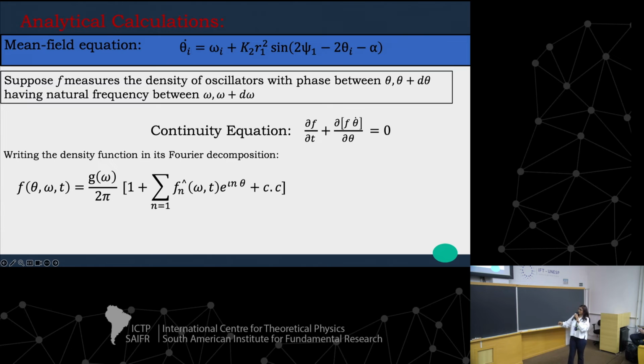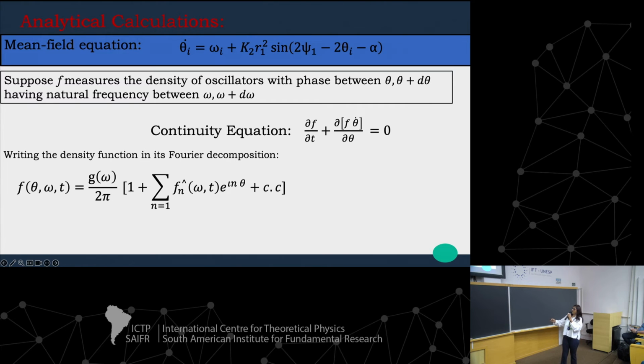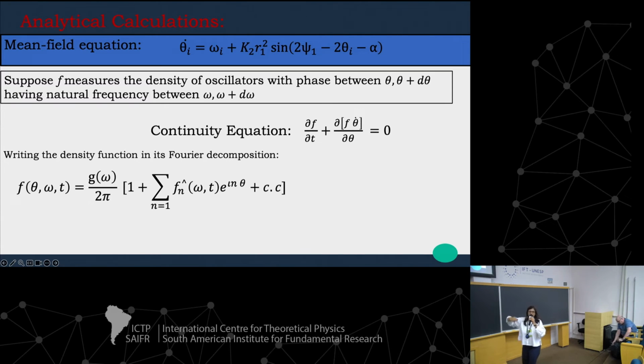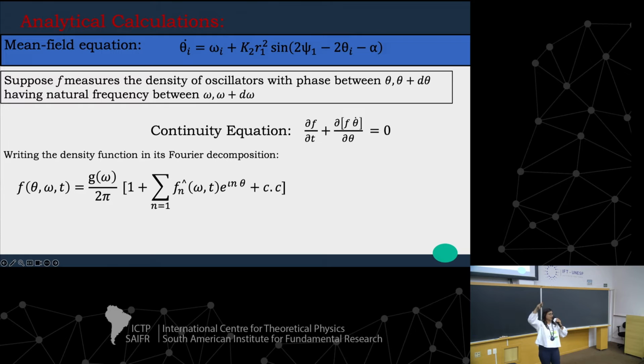So I can always expand this in the Fourier modes because it is periodic in theta. Here you can see it was a function of theta, omega, t, whereas this Fn is a function of omega, n, t, and theta has come here. This is nothing but the normalization, because finally the total number of oscillators for all theta between 0 to 2 pi has to be equal to 1.